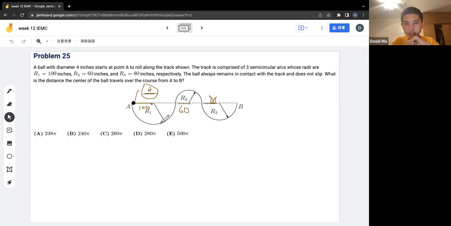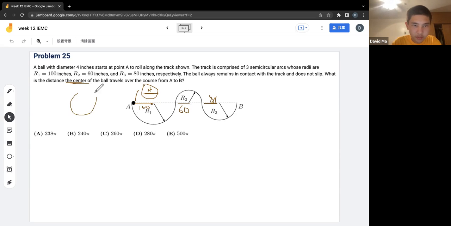Now, this question might look easy because you would think, oh well, isn't this just the circumference of the 3 circles added? Well, if that's what you think, then you're wrong, because it's actually more complicated than that, because it asks you for the center of the ball.